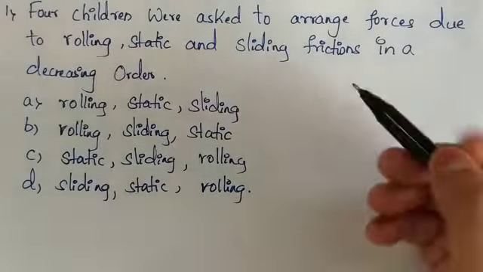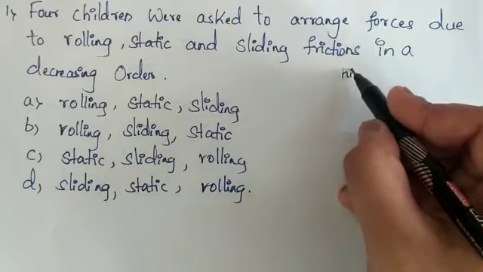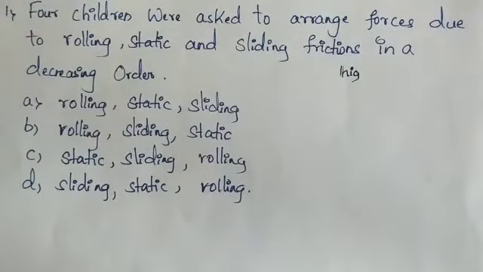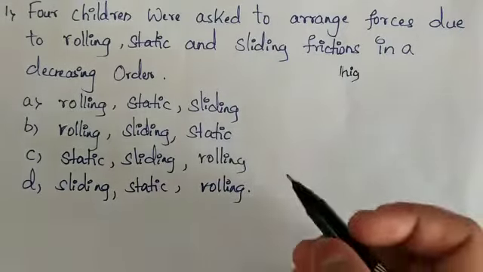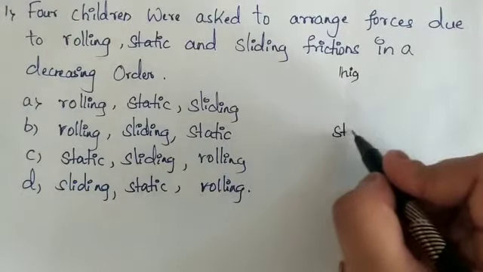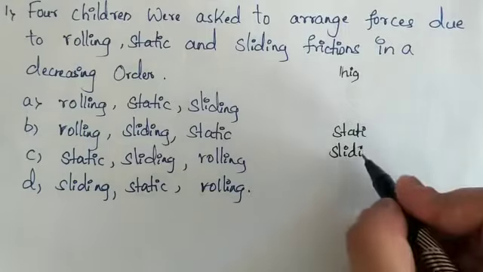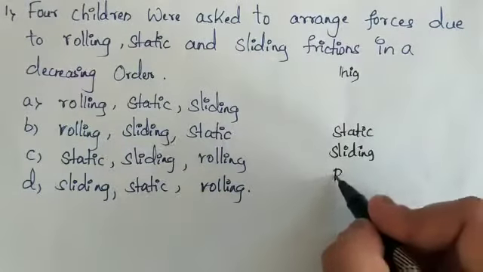Decreasing order means first we have to know which is the higher order, then the lower order, isn't it? In the decreasing order, we have to arrange from highest to lowest force of friction. Here three are there. One is static friction, another one is sliding friction, and another one we are having is rolling friction.